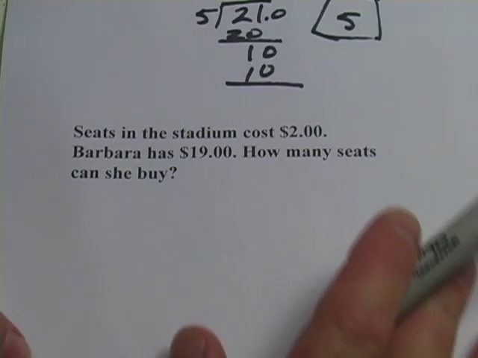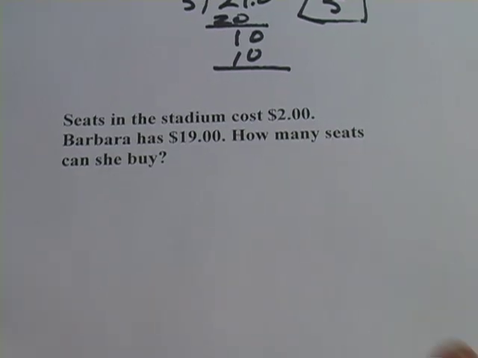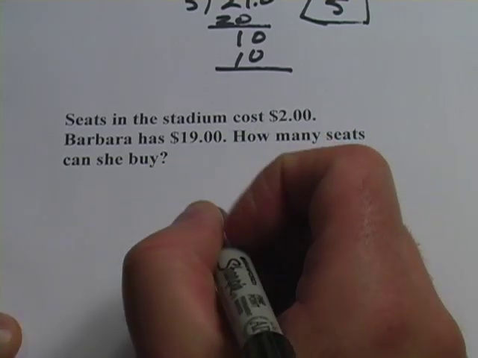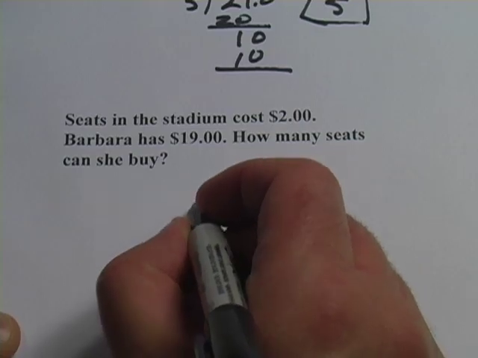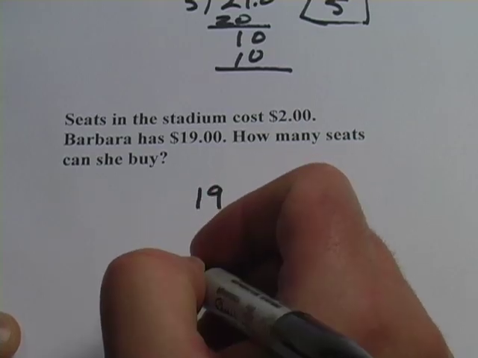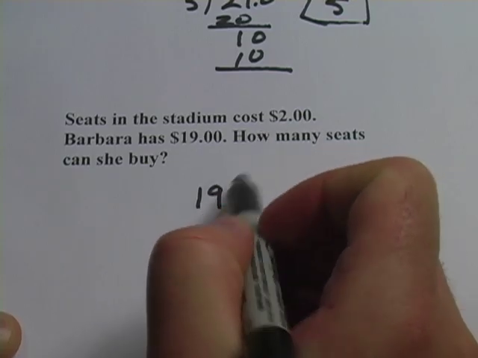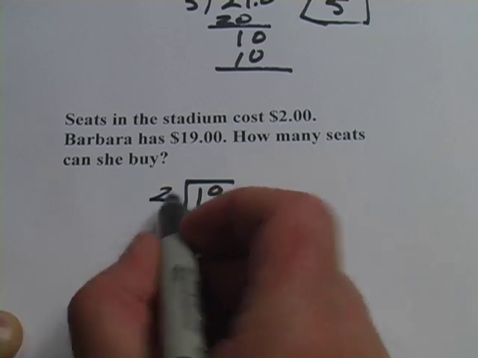Let's try one more. It says, seats in the stadium cost $2. Barbara has $19. How many seats can she buy? Again, you can think about this as taking the total amount of money she has and dividing it up into $2 chunks, because each one of those $2 chunks is going to buy her a seat. So we'll take 19 and we'll divide it by 2.